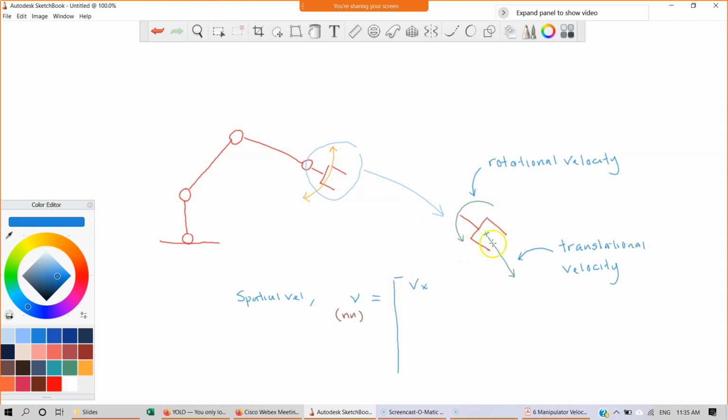Vx, the x velocity, the y velocity, the z velocity, which are translational velocity. It has omega x, which is the rate of rotation, or we call it angular velocity about the x-axis, then omega y, omega z. See? So the spatial velocity of the end effector has 6 components: 3 of translational velocity, and this is rotational velocity.